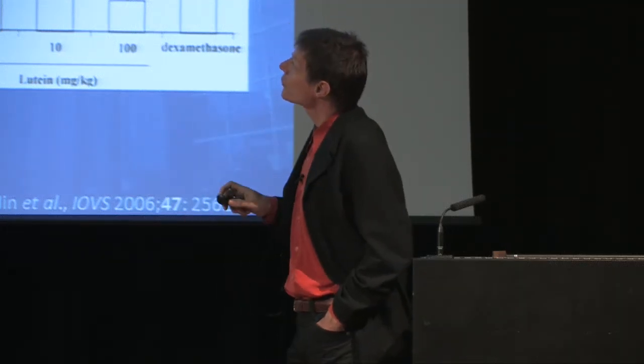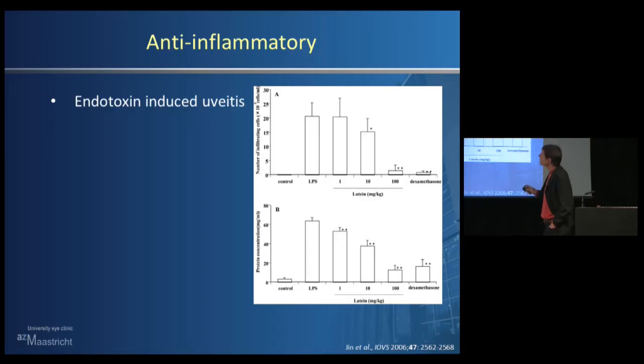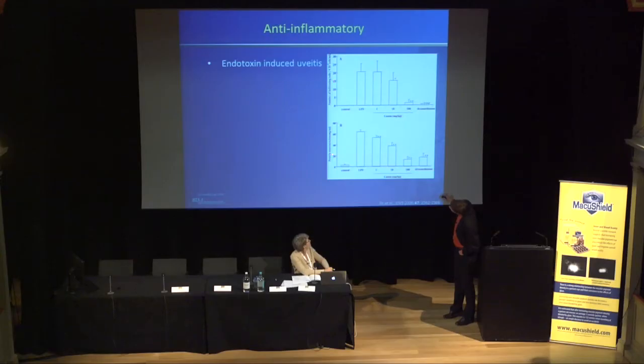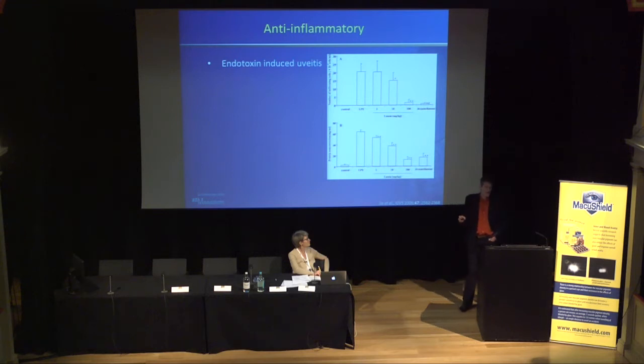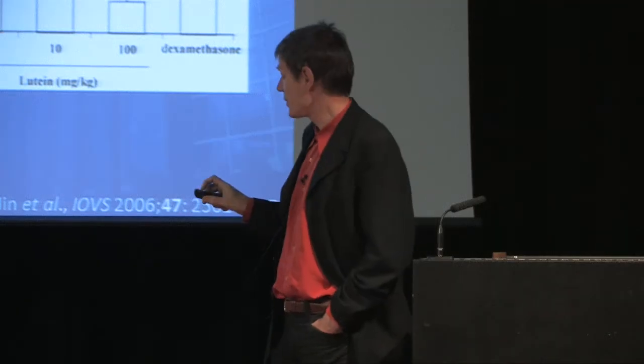First, this is endotoxin-induced uveitis. If you induce uveitis by endotoxin, then you get an inflammatory response. This is the number of infiltrations in the vitreous and the protein concentration in the vitreous, and it goes up with this LPS, which is endotoxin. But you can decrease this by adding lutein, and it is as effective in high doses as dexamethasone, which is an anti-inflammatory drug. So this lutein really works as an anti-inflammatory agent.